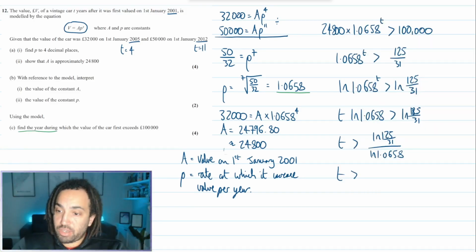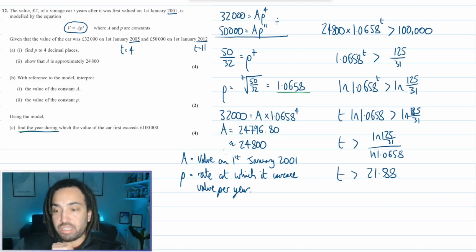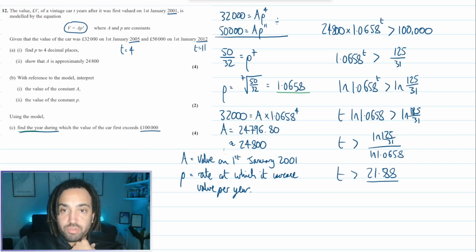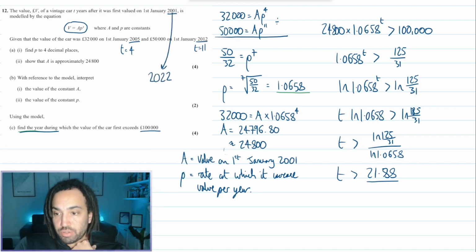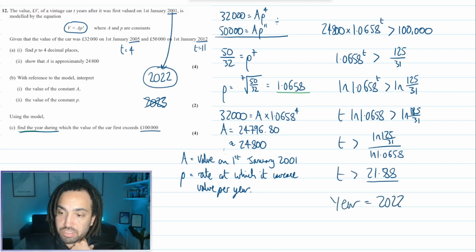Okay, so we know that the time needs to be greater than or equal to 21.88. So actually the question says, finding the year during which the value of the car first exceeds that amount. So we know that any time after this time, it will be above 100,000. But when exactly is this time? Well, 21 years have passed, so this date here will turn into 2022. But we haven't got to 2023 yet. So it's actually going to happen sometime during this year. So the answer is year equals 2022.